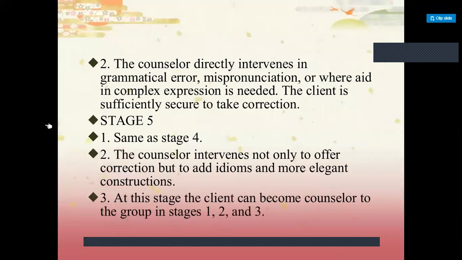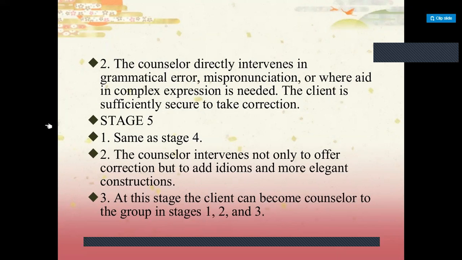So in this case, the counselor is going to act only if the student has some mistakes about grammar, pronunciation, or something that was kind of hard to be expressed, right? And in number five, teacher, in this case, the client could be the student? Yes, absolutely. The client is the student.